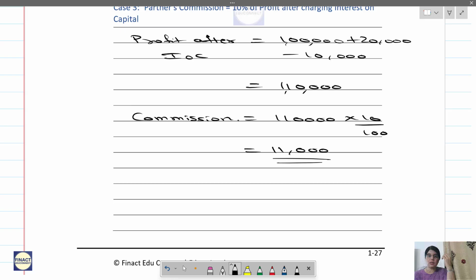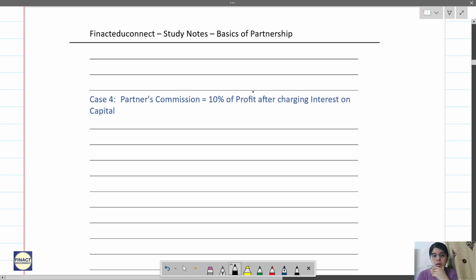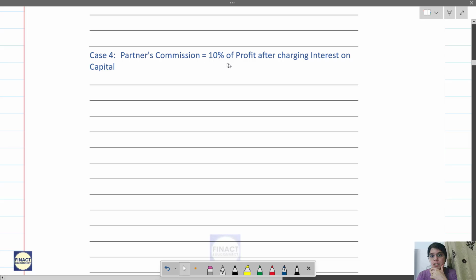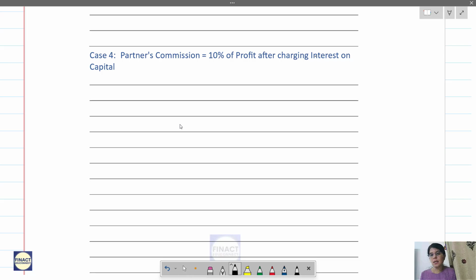Now next one. Partner's commission is 10% of profit after charging interest on capital. No, just correct this question. After charging partner's salary. Partner's salaries.